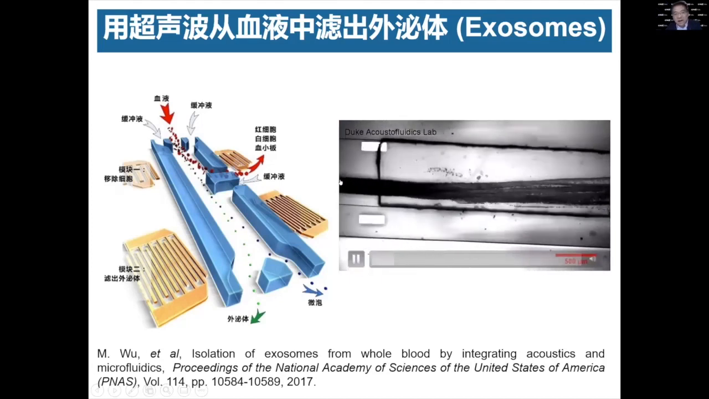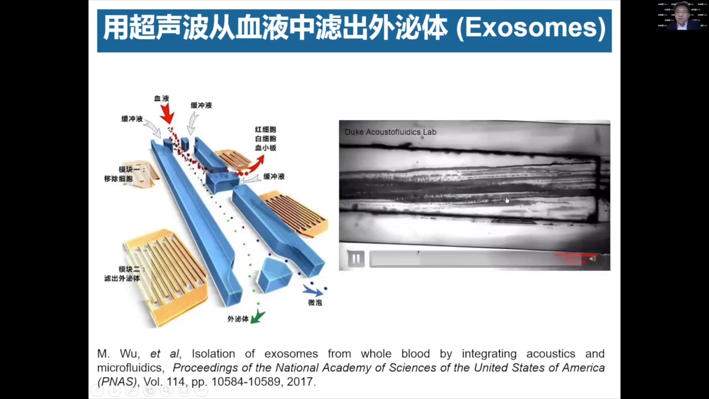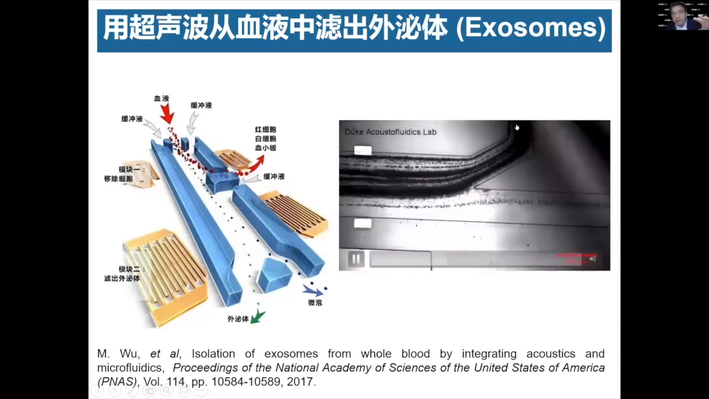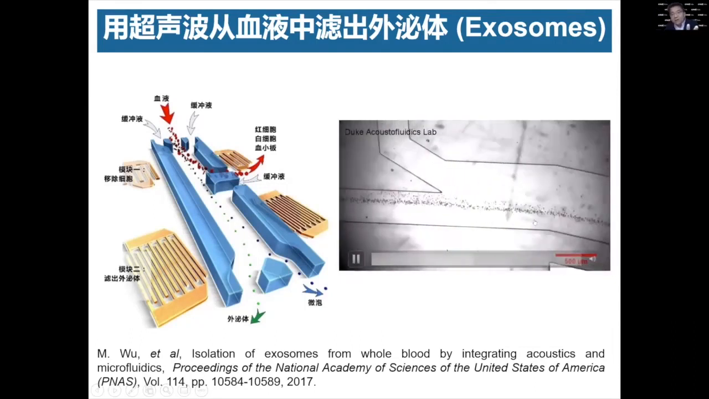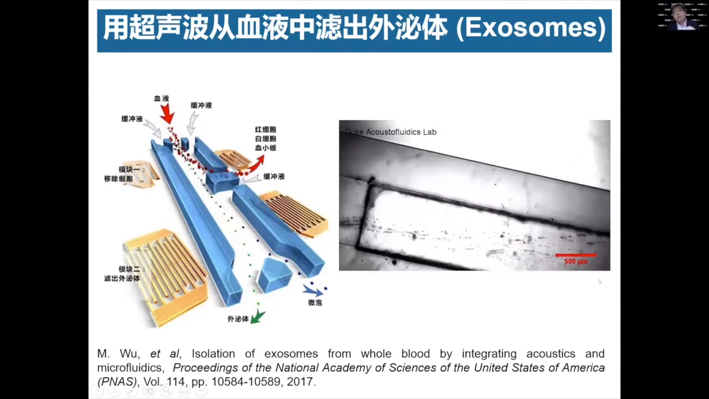You can see the blood come in, right? And then now they experience the acoustic waves. So the larger, 1 micron particles will be directed into this outlet, the cell waste outlet. And now the particles below 1 micrometer will be directed into different outlets. One is exosomes. So that's the working mechanism.